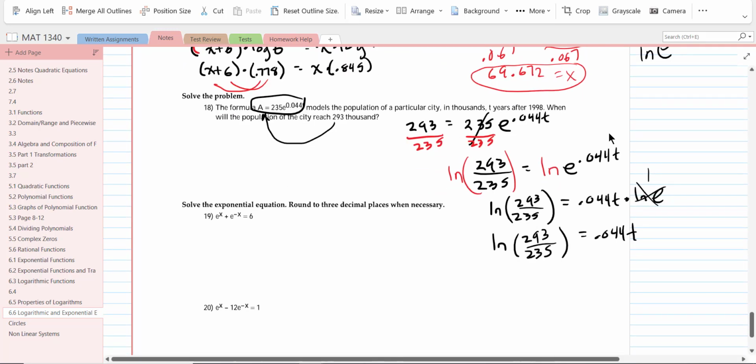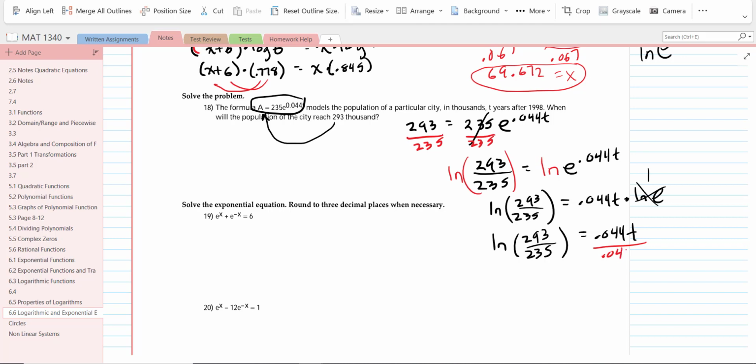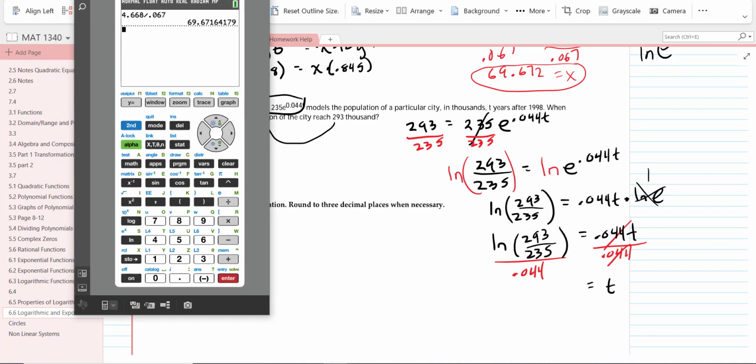So now it's a standard equation. What do I need to do to get t by itself now? Divide. Okay, got to divide. Good. So we need to divide by the 0.044. That will get t by itself on the side like we wanted. And then we have to just go to the calculator, because you do want to go to the calculator on this and get an approximate answer.